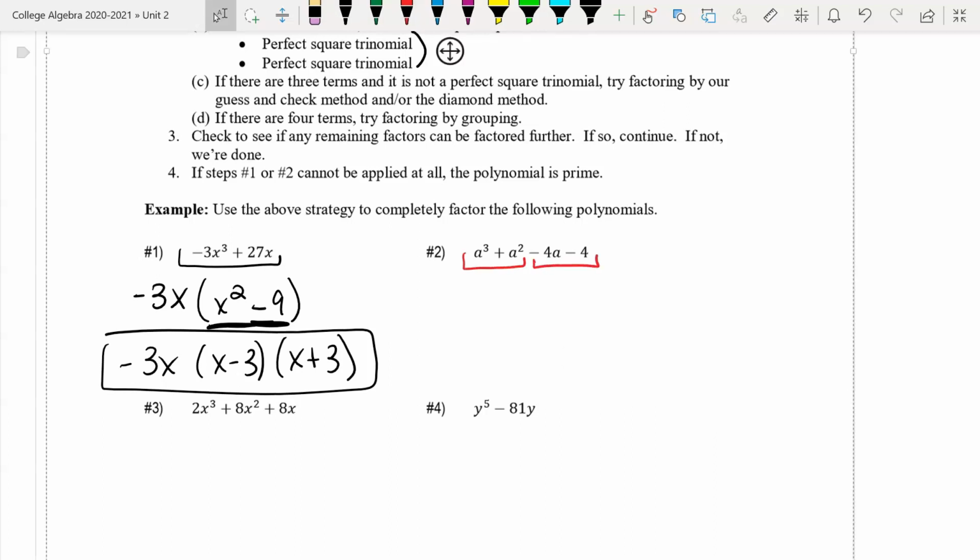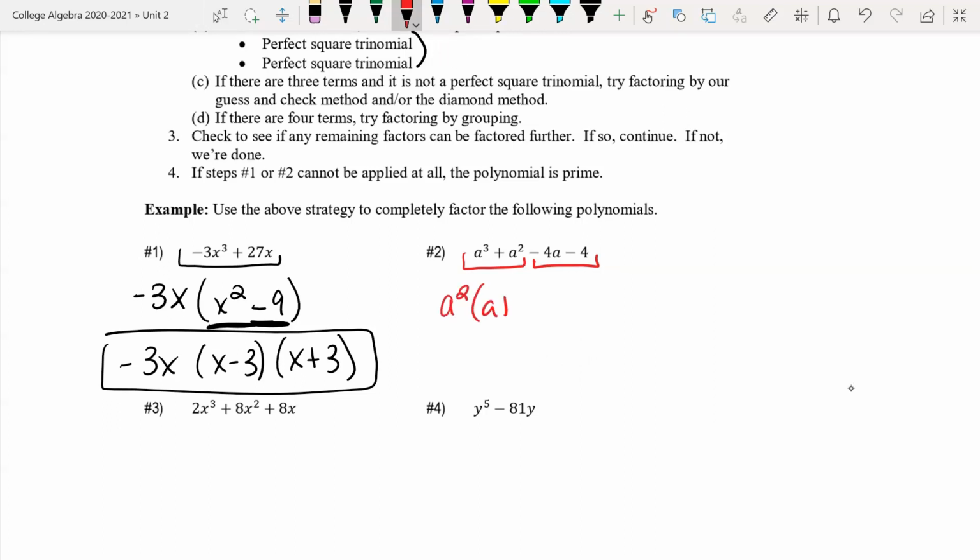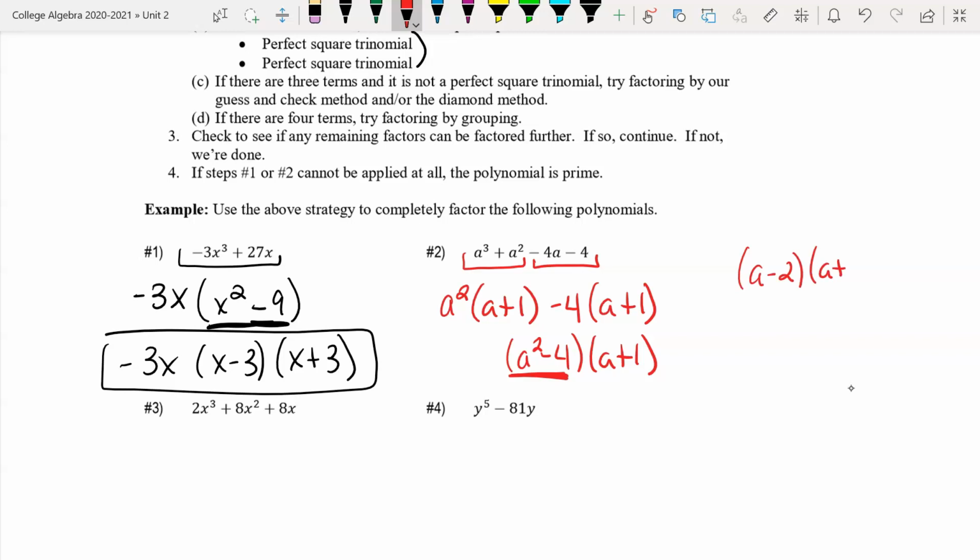So this one I have four terms, so the first step is to factor by grouping. So I get a squared, a plus 1, you get -4, a plus 1. So then you have a squared minus 4, a plus 1. Again, can I factor further? This is the difference of squares. So that factors into a minus 2, a plus 2. I still have my a plus 1 at the end.